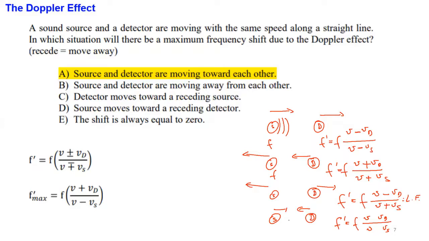Of course, if I fix this, this guy wants to increase, so here it's a plus. And this guy wants to increase also. If I fix the detector, he wants to go forward, so here it will be a minus. And this is the highest frequency. And this is exactly what I'm asking you here. So A is the right answer.